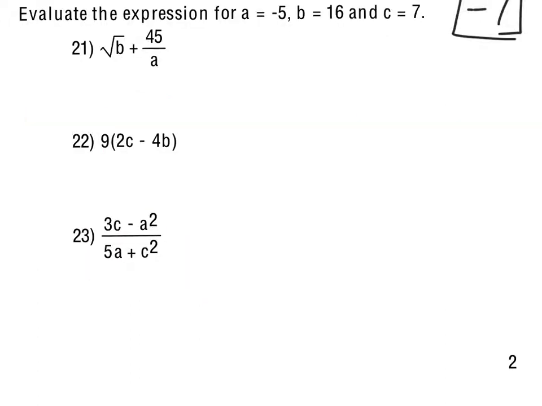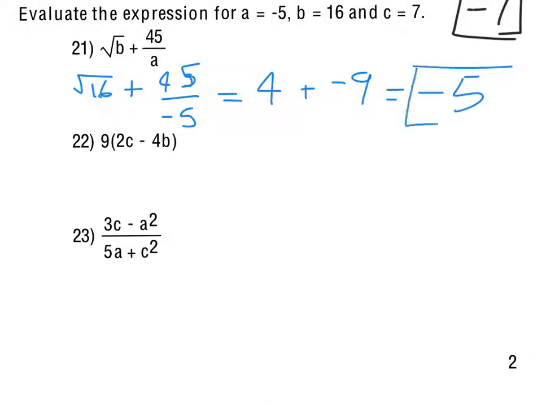And then for the last 3 questions, we evaluate the expression, where we plug a negative 5 in for A, 16 for B, and a 7 for C. Of course, they don't all use all of those numbers. So for 21, we have the square root of 16 plus 45 over A, which is negative 5. We can do 2 things right away. We can square root the 16 and get 4. We could also divide the 45 by negative 5. We would get negative 9. So 4 plus a negative 9, or 4 minus 9, however you want to think of that, as long as you get negative 5.